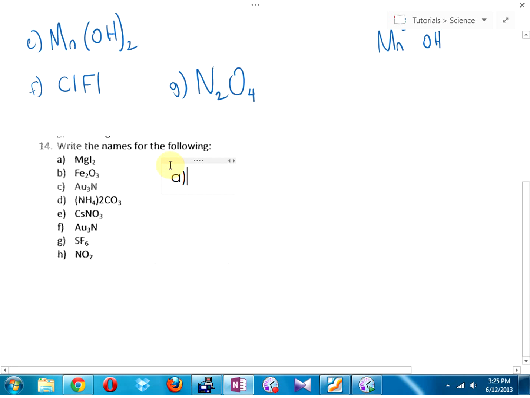Ionic or covalent? Ionic. How do you know? Because it's a metal. What's Mg? Magnesium. It's going to be magnesium. What's I? Iodine, but we use the ide. There we go. As in somebody died. Iron.